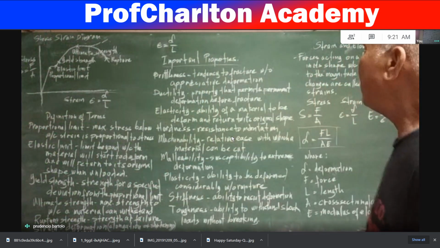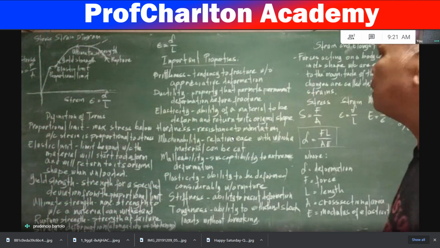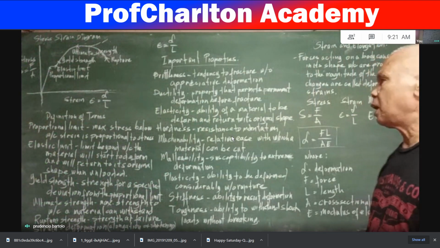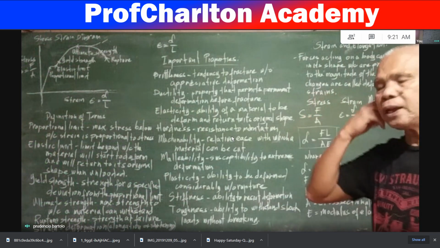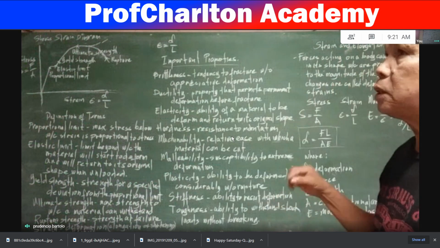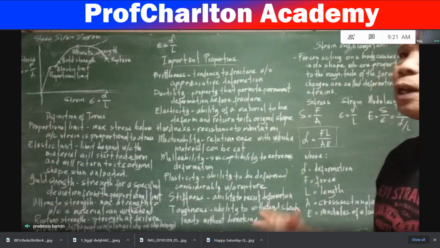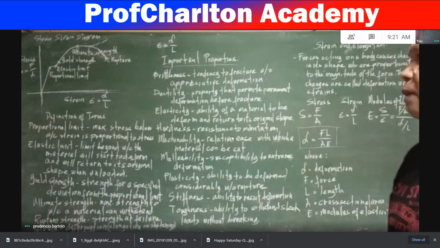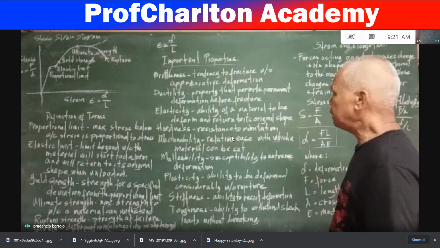Now, we have here some important properties of a certain material, which we have to take into consideration. These properties must be taken into consideration because they are considerations that we have when we try to design machine members or machine elements.